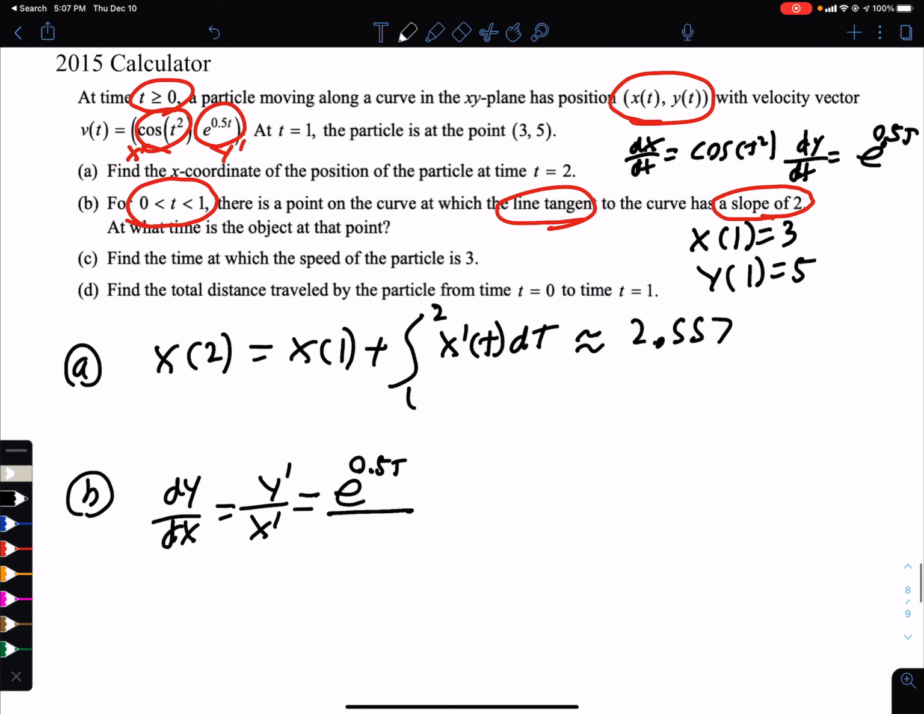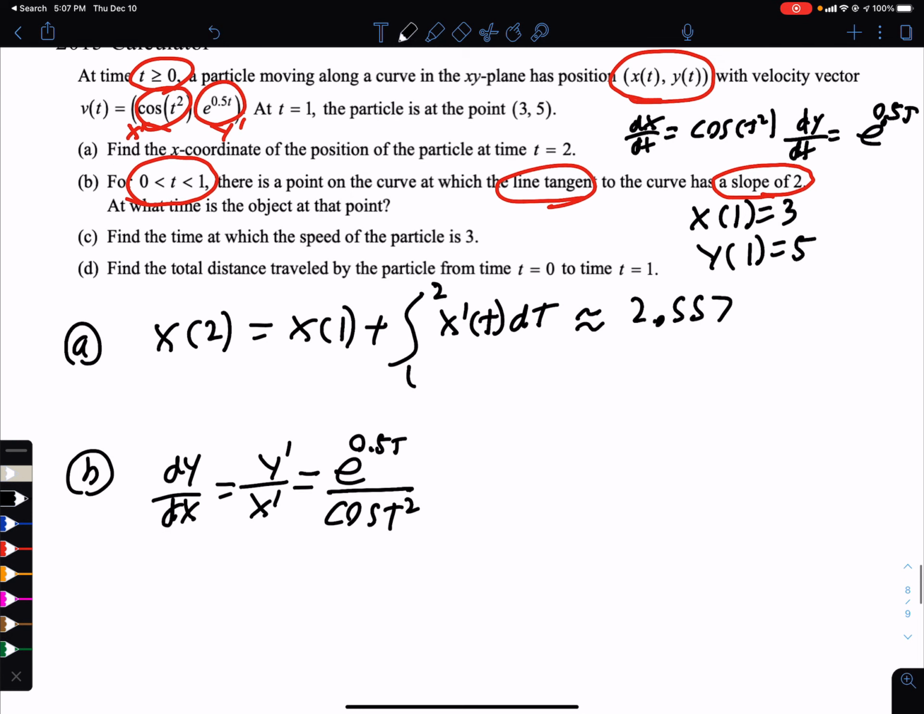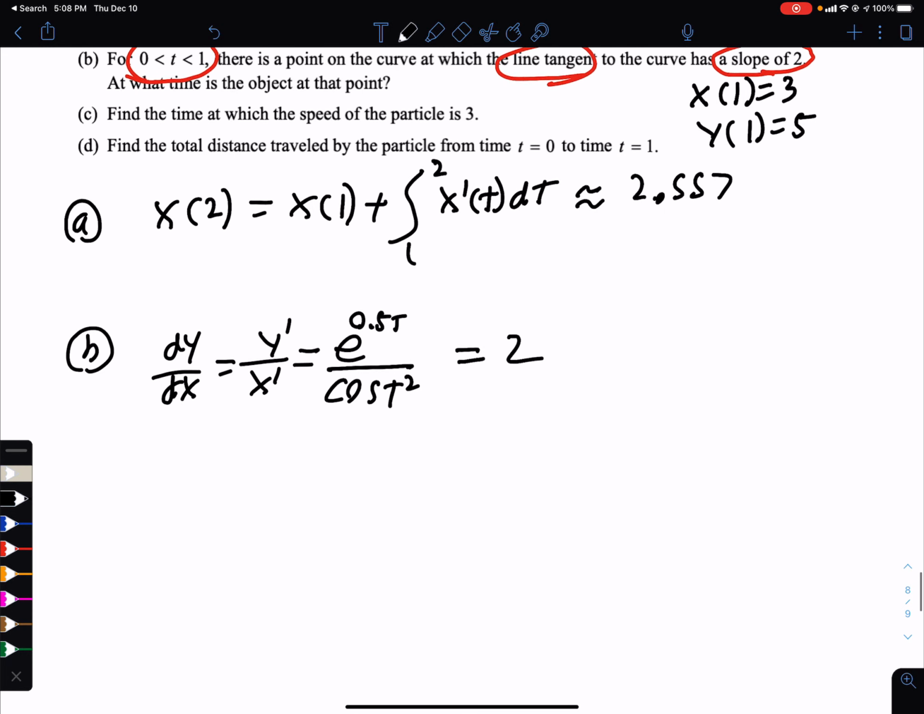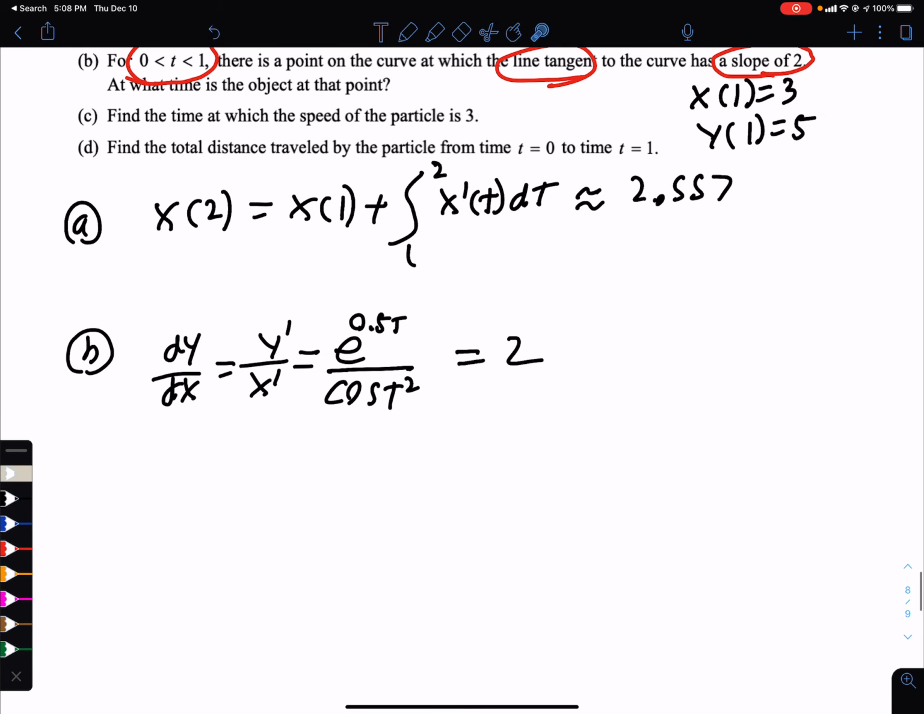x prime, which is cosine of t squared. And that was given here. Now, they're saying, hey, there's a time when this slope equals 2. So I set that equal to 2. And how do I do this on the calculator? Very simply, I graph two functions. I graph that function as y1, this function is y2, and I find where they intersect.